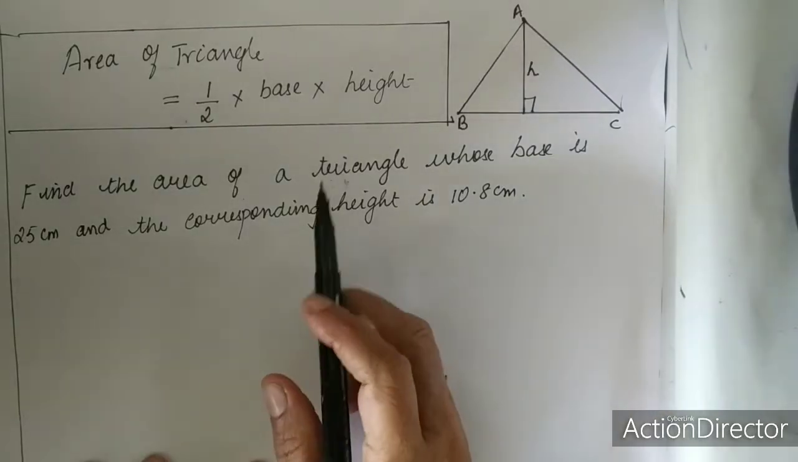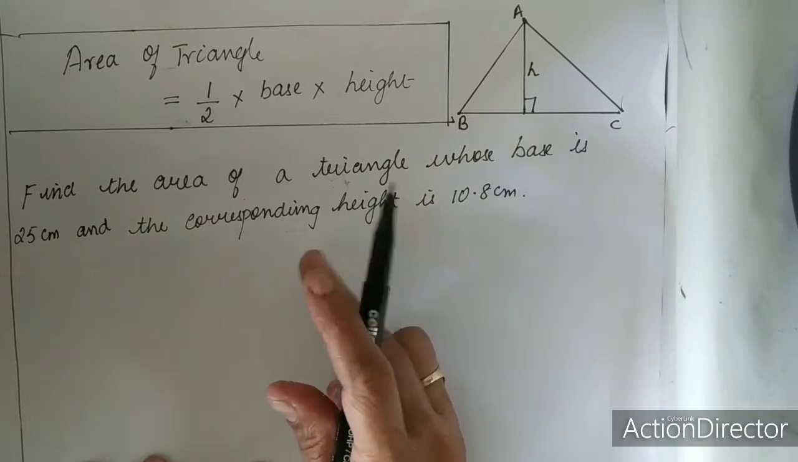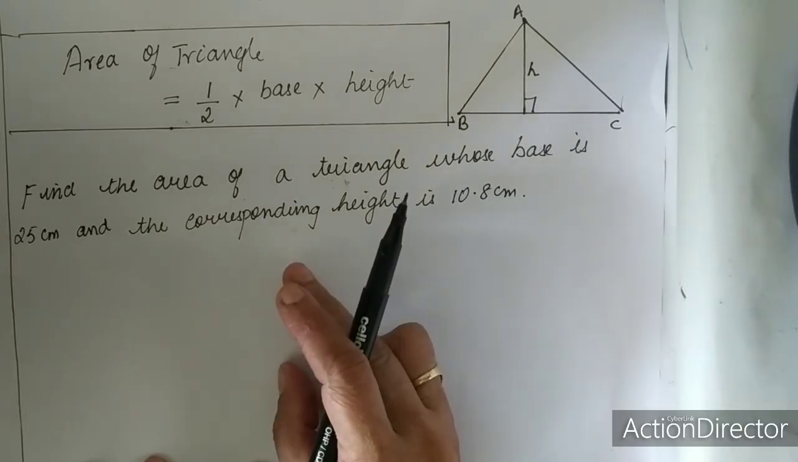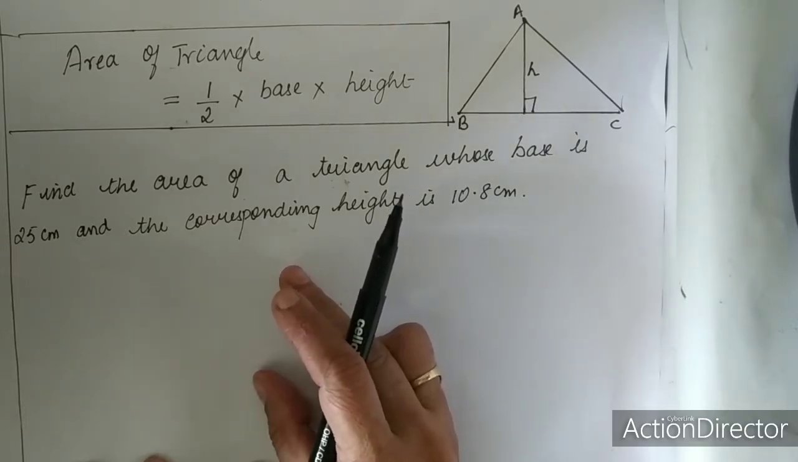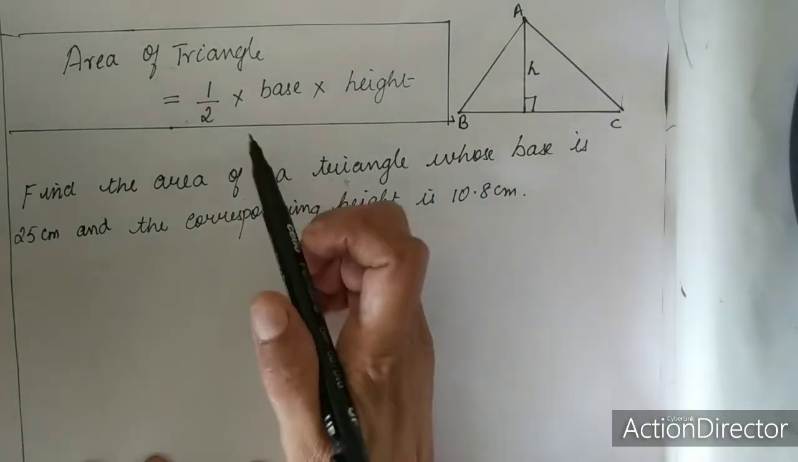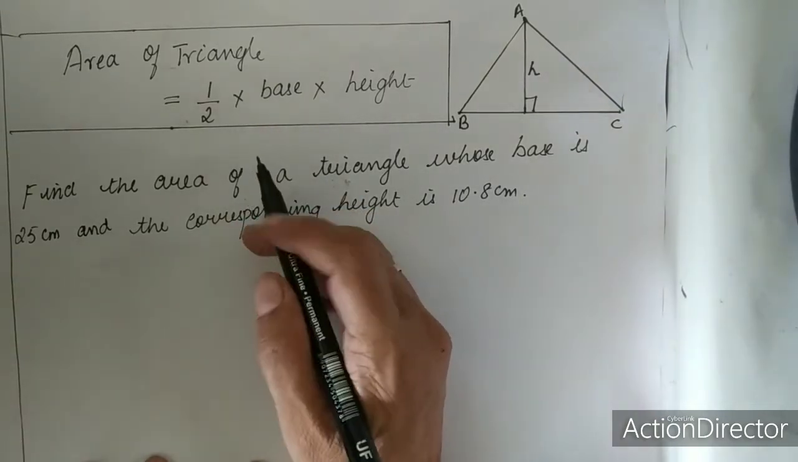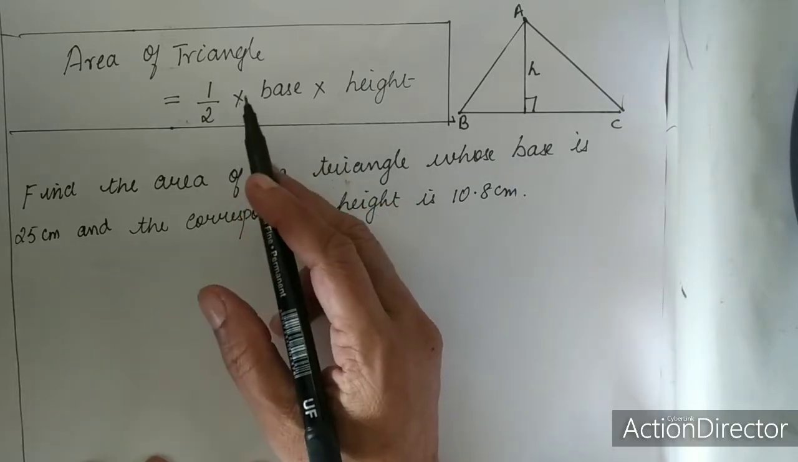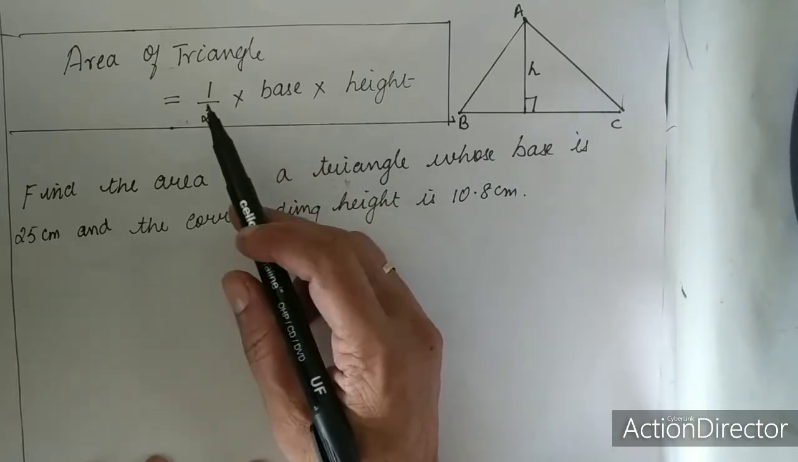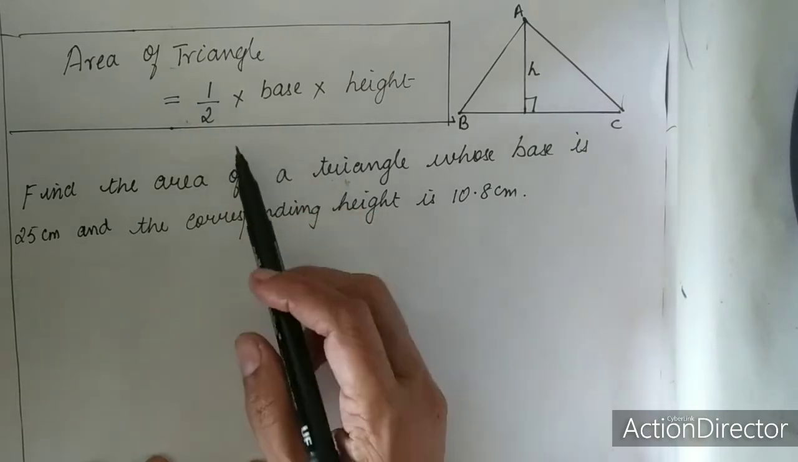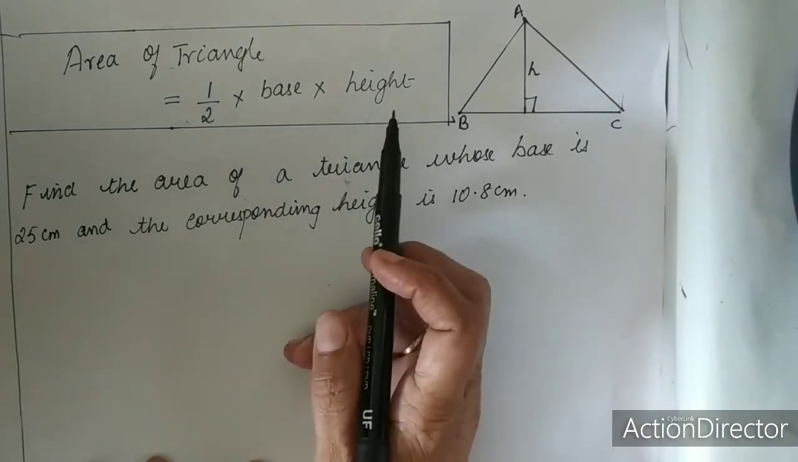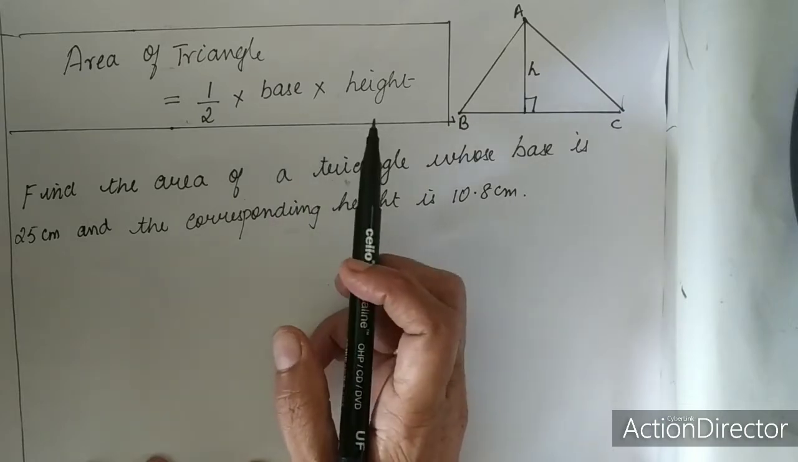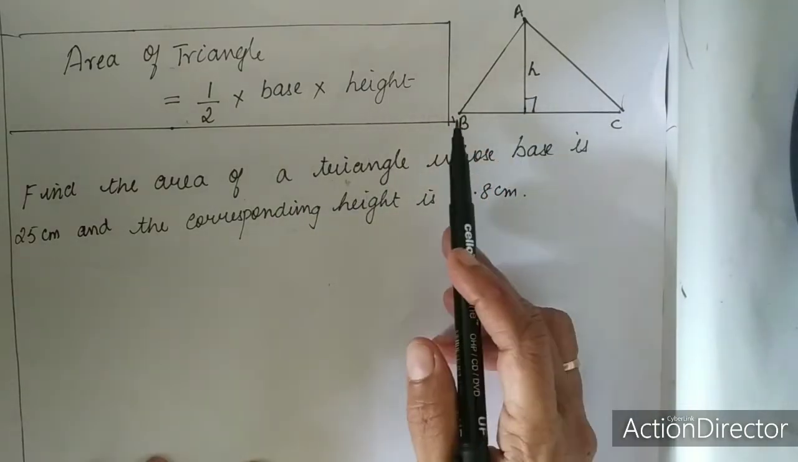Good morning, children. In your earlier classes, you have learnt how to find the areas of different plane figures like square, rectangle, trapezium, triangle, etc. Now, in this chapter, we will deal with only area of triangle. So, the formula you were using in earlier classes for finding the area of triangle is half base into height. This formula was used whenever the height is given in the triangle.